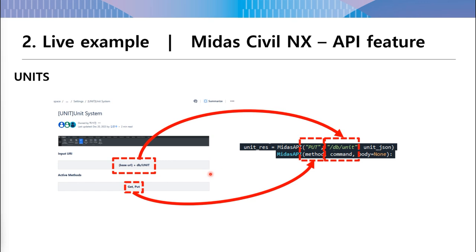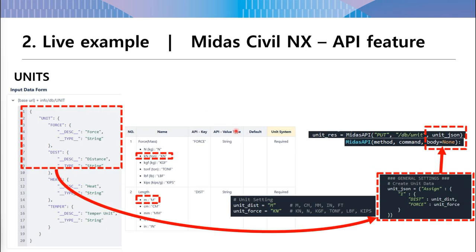Command is /tb/unit. And what is the body? Let's check out the MIDAS Civil NX API manual. It says this. We need to define several things. This is the pattern for unit body.